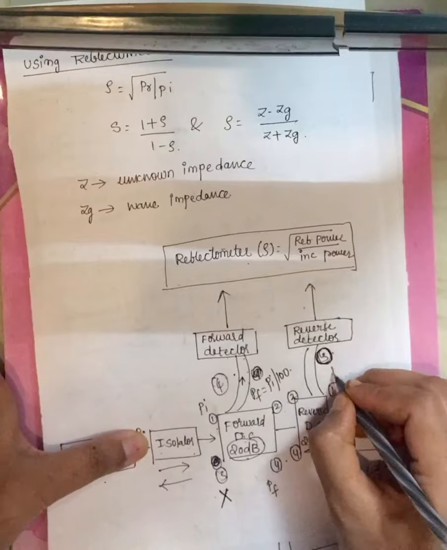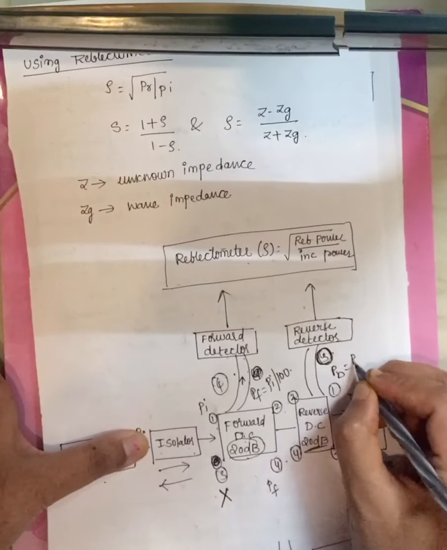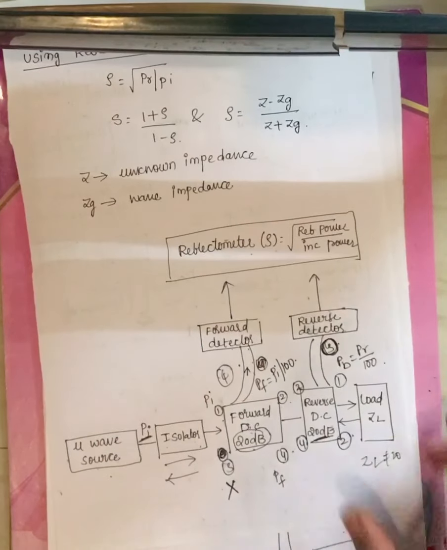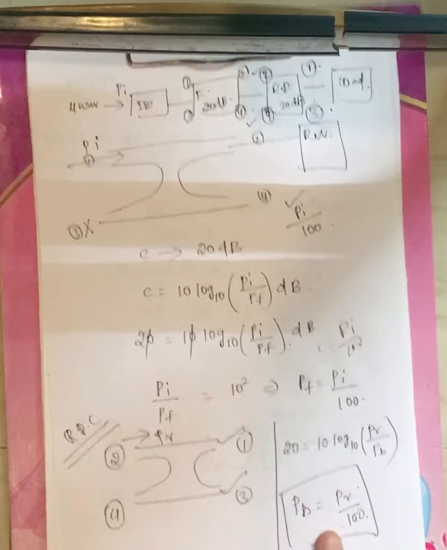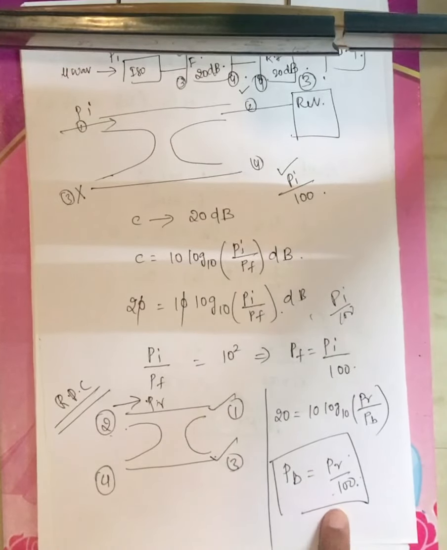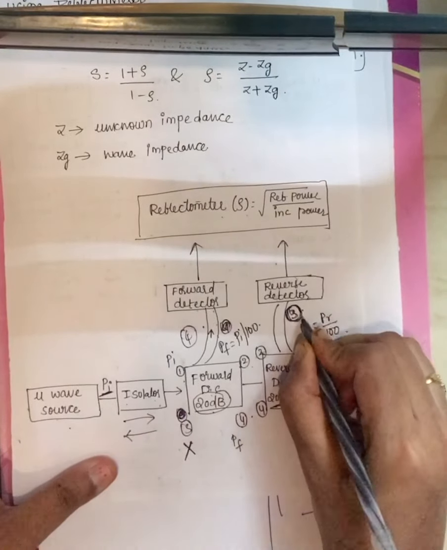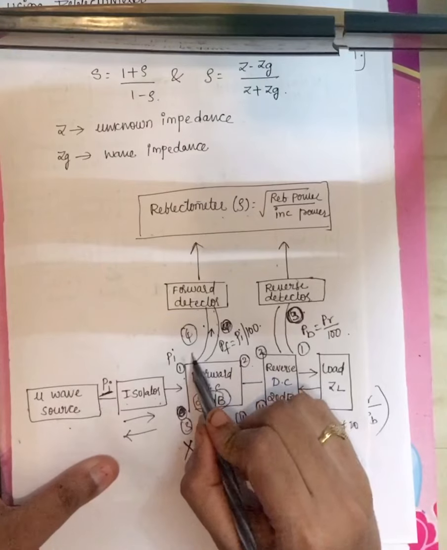What is the output at port 3? PB. Using the coupling formula we have derived, PB is PR by 100. This is port 3 of the reverse directional coupler and port 4 of the forward directional coupler.